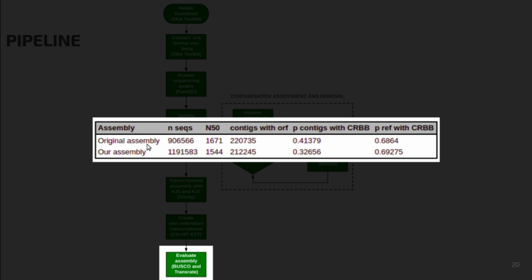We have the original assembly in the first line and our TransRate metrics in the second line. To generate these comparative metrics, we used Sorghum bicolor as the reference transcriptome, and we can see that both metrics are similar. And these two last metrics are really important because the CRBB metric represents the CRBB hits, that are the number of conditional reciprocal best hits against the reference, and a high score indicates that a large number of real transcripts have been assembled.